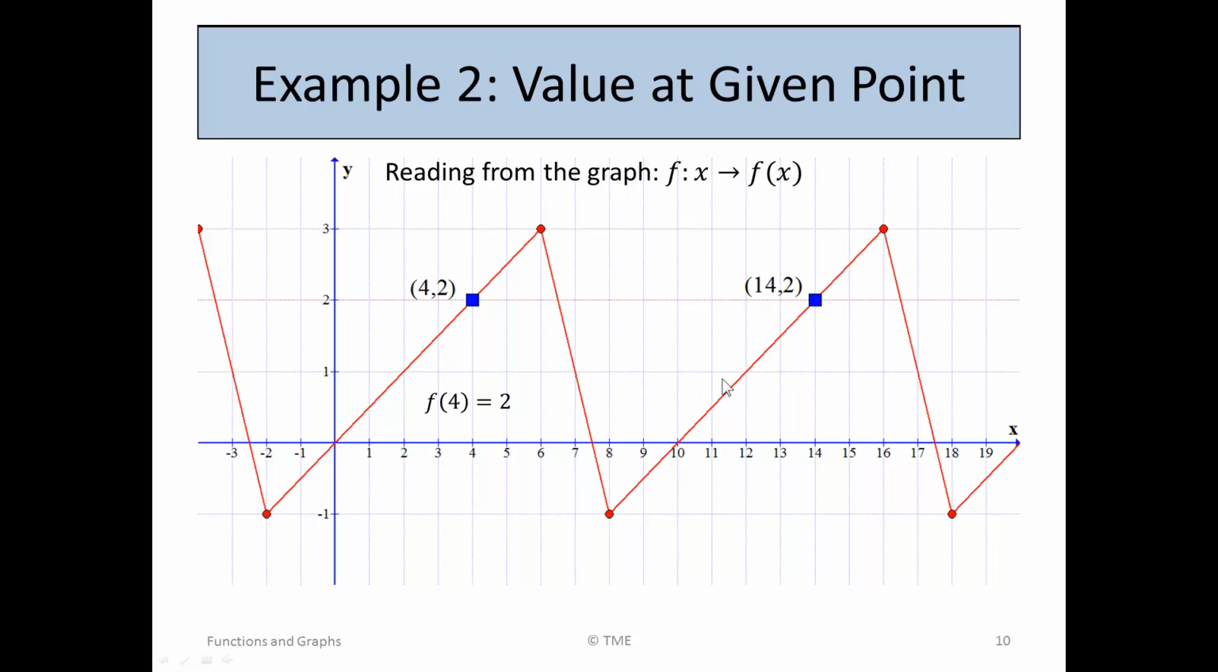But we were also asked about f(84), and that's an awfully long way away, and it would take quite a long time to draw it. But f(4) is 2, and also f(14) is 2. So it looks like that every 10 steps, just as with the period, f(4) would be 2, f(14) would be 2, f(24) would be 2, etc.